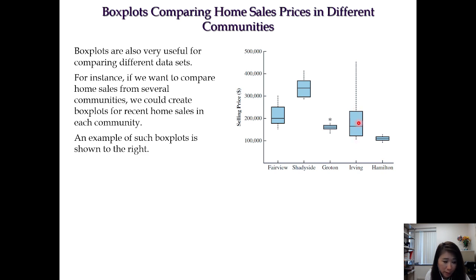That is basically the variability of my data set. Irving's box is much wider than Groton's. The home selling prices with the least variation are in Groton and Hamilton, because their boxes are much narrower. So Irving has the highest variability, but Groton and Hamilton have the smallest. The last insight we can find is that Groton is the only location with an outlier. As you notice, the asterisk only shows up in Groton, not anywhere else. The selling price does not have to be too far from the median to be considered an outlier.